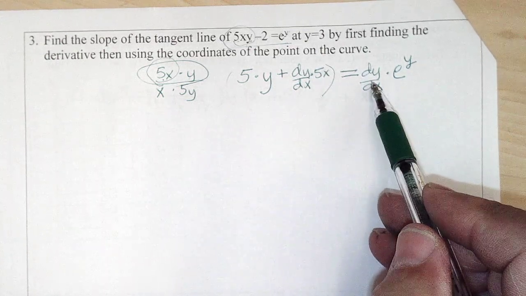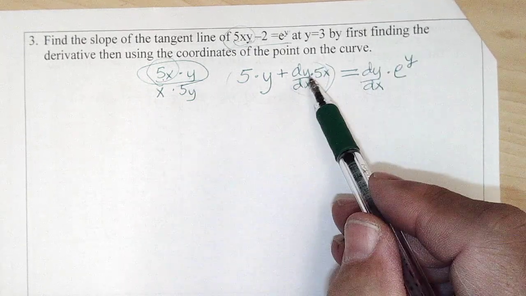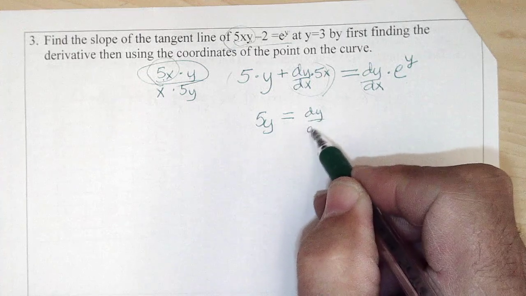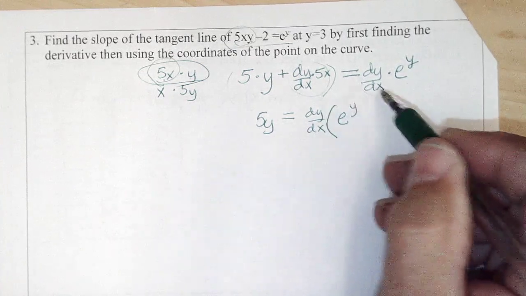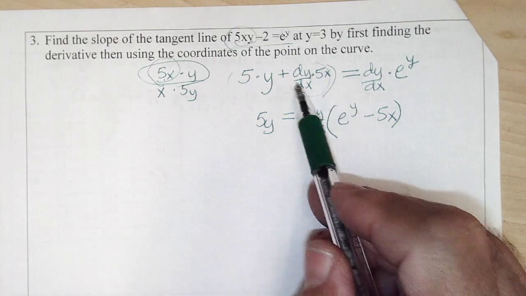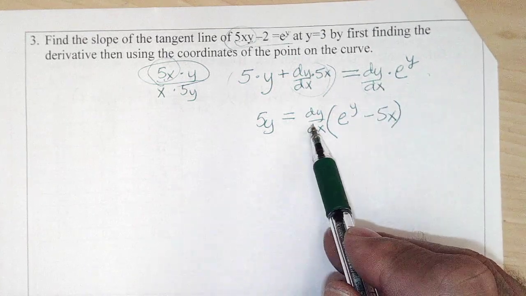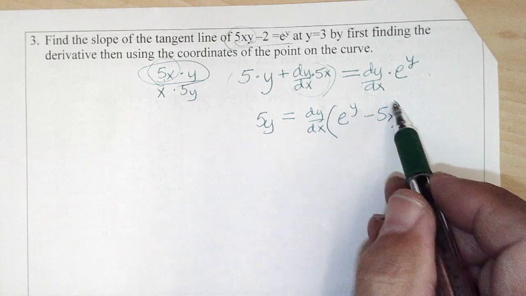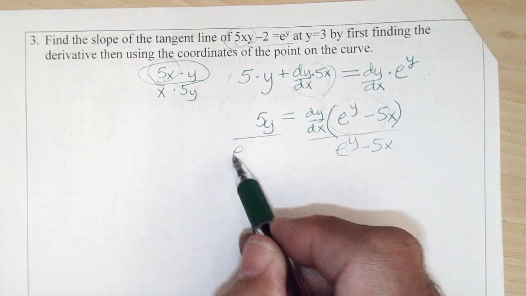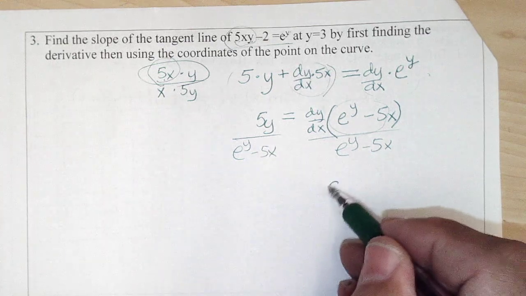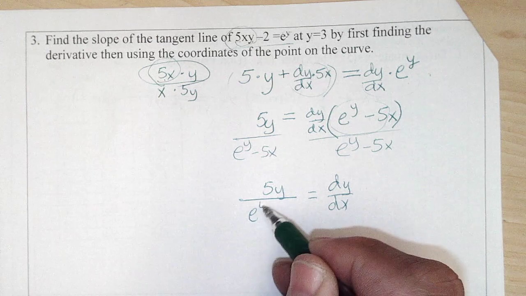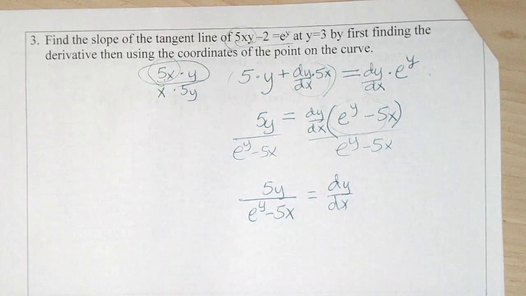To solve for dy dx, well, it's in this term and it's in this term, so I'm going to subtract this from both sides and get 5y equals dy dx times e to the y, and subtracting this, minus 5x, that's also times dy dx. So I just subtracted this over and then factored out the dy dx. So now, to get rid of this quantity that's times this, I have to divide by it. So I get that the derivative is 5y over e to the y minus 5x. So there was 6 points.